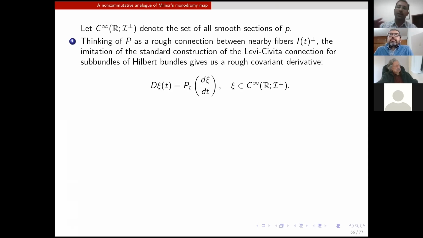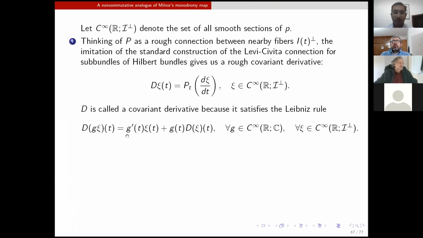So go and exactly imitate that process. What is that process? The process of construction of the Levi-Civita connection. It tells you if you want to make sense of covariant derivatives on a smooth hypersurface, do the computation in R3, in the ambient space, and then orthogonally project onto your hypersurface. That's what we're going to do. So let smooth sections of my Hilbert bundle be denoted by xi. It makes sense to take the derivative of xi, because xi is just a function of your parameter t, which ranges from 0 to pi. This is the usual derivative of xi. So do this usual derivative, and then orthogonally project onto I_t.